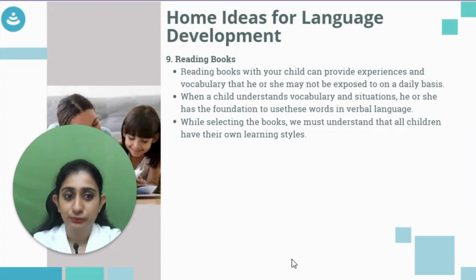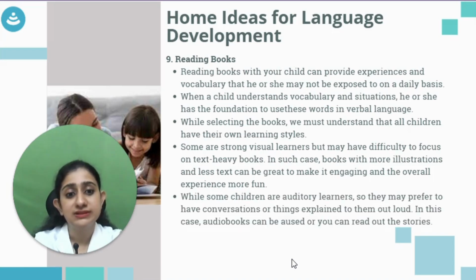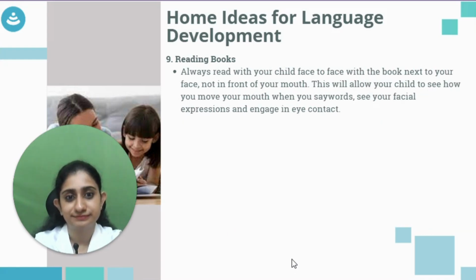While selecting the books, we must understand that all children have their own unique learning styles. Some are strong visual learners but may have difficulty focusing on text-heavy books. In such cases, books with more illustrations, more pictures, and less text can be great to make the overall experience more engaging and fun for them. Some children are auditory learners, so they may prefer to have conversations or things explained to them out loud. In this case, audiobooks can be used, or you can read out stories to them.